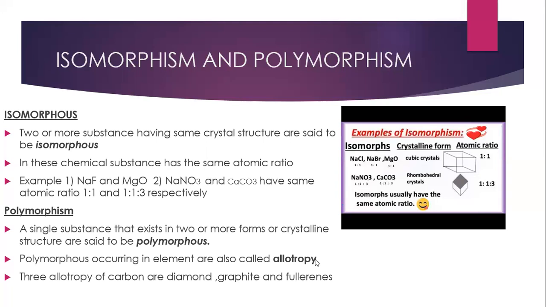So, three allotropic forms of carbon, that is diamond, graphite, and fullerenes. We know that diamond, graphite, and fullerenes are made up of the same element, that is carbon. But all these three have different structures. We will see in further topics, when we deal with the covalent solids, we will see the diagrams of these three. So please remember, polymorphism means many forms. A single substance that exists in different forms is called polymorphism or polymorphous.